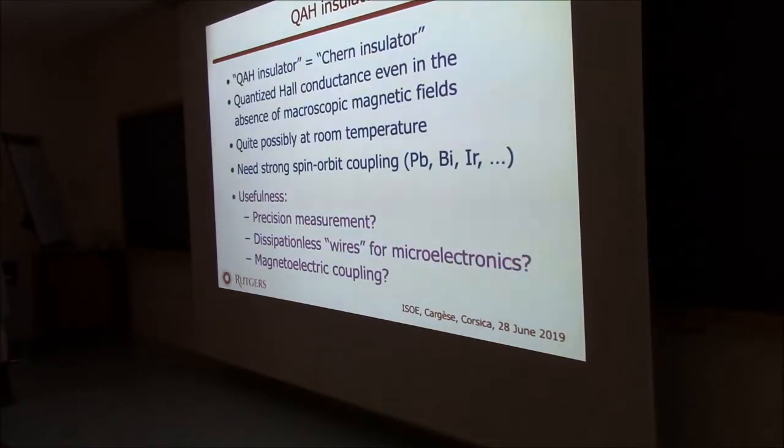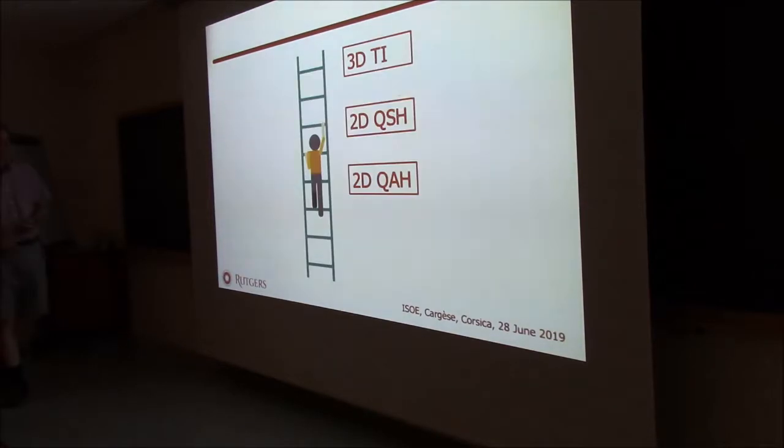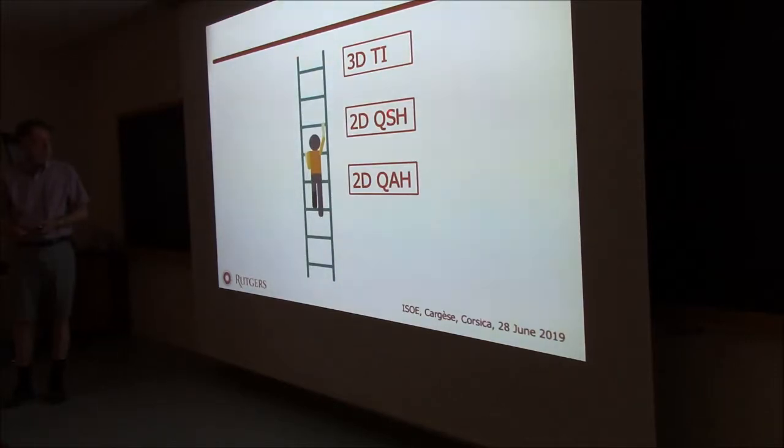Okay, so where are we? What are these useful for? Possible precision measurement, dissipationless wires for microelectronics. There's a magnetoelectric coupling aspect that I won't touch on in this talk. So basically, that's our two-dimensional quantum anomalous Hall insulator. Boy, okay, well, certainly we'll finish this, but I may not do part 2 and part 3, we'll see.